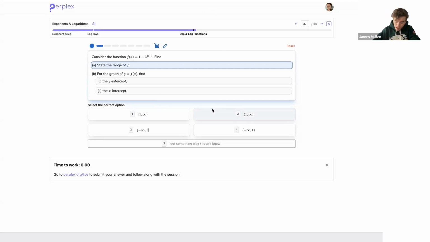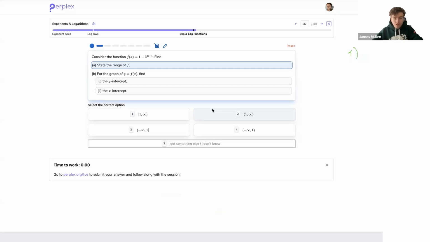You know, I can do 3 to the power of negative a million or negative 1,000. That's going to be 1 over 3 to the 1,000, which is going to be very close to 0, but it's not going to be 0, which means that f of x can never actually be equal to 1. So the upper bound on f of x is going to be 1, but it's not going to be inclusive.